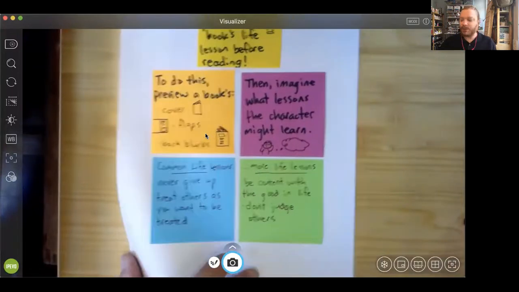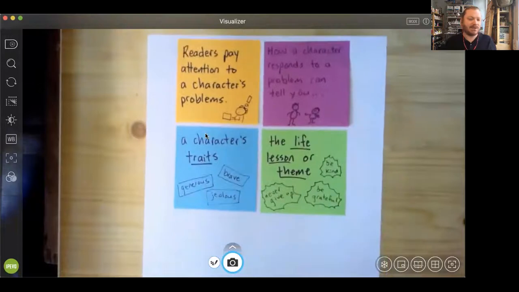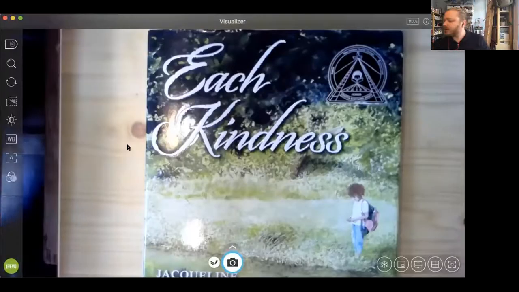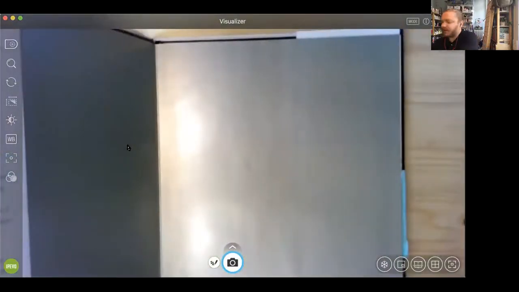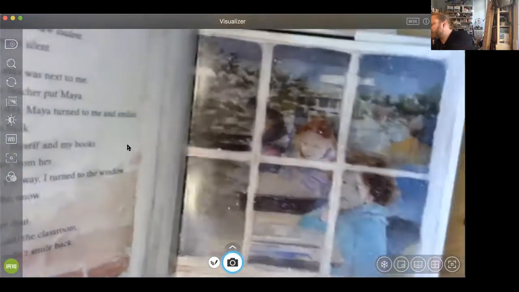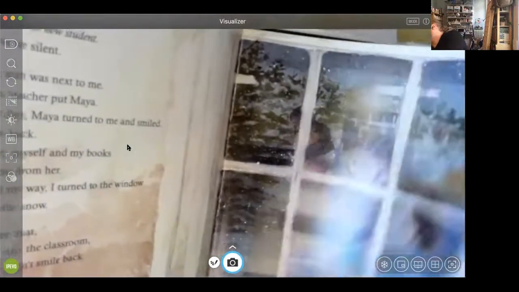So I just want to show you how I might pay attention to characters' problems and then maybe grow some ideas, either through character traits or life lessons. I'm going to use Each Kindness again, and we'll try that out. So there's two characters we could think about in this book. There's Maya and there's Chloe, right? So if we look at one of the characters first, maybe we could think about Maya, right?